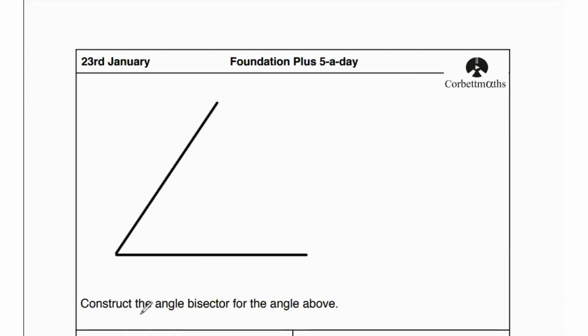And the first question says construct the angle bisector for the angle above. Since I'm doing this online and I can't measure what the angle is, I'm going to assume an angle value for this. Let's say this is 60. So I'm going to show you how to draw the angle bisector for the angle 60.